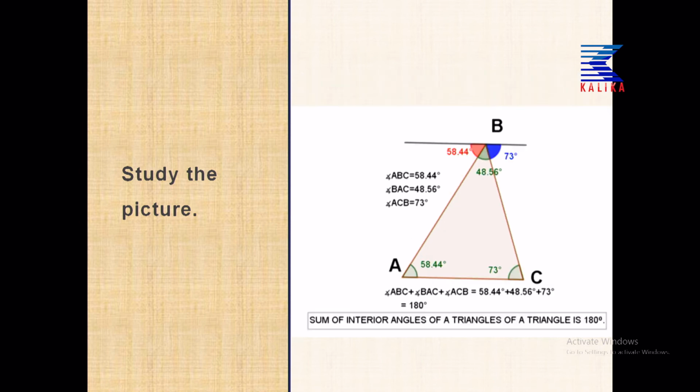Similarly, you can see the second example of mine. Here angle A is 58.44, red in color, and its alternate angle is shown there, 58.44, red in color. Angle C is 73 degree, blue in color, and its alternate angle you can see, and then the green one, angle B is 48.56. If you add all these 3, again you get the sum of angles of a triangle as 180 degree.